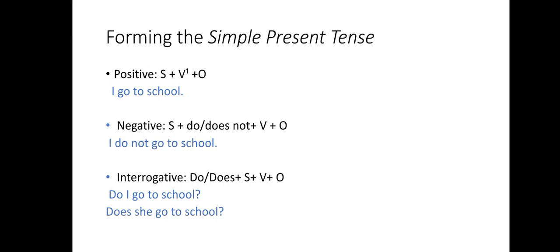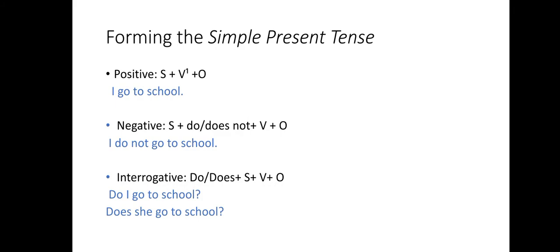So we have I go to school. Here I stands for subject, go stands for verb, and school stands for object. So here is the positive: the structure is subject, verb, and object. In a negative sentence, the structure is subject plus do or does not, plus verb plus object.